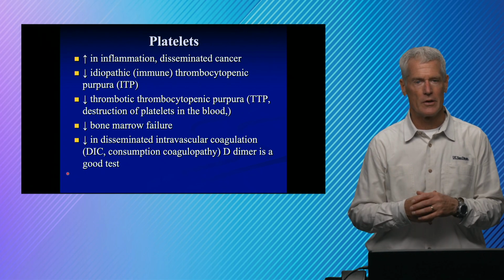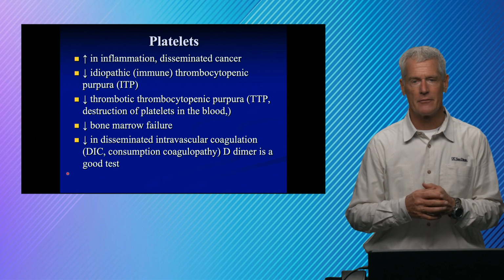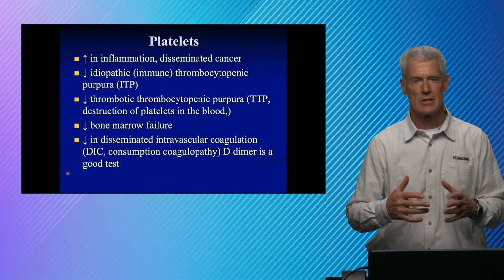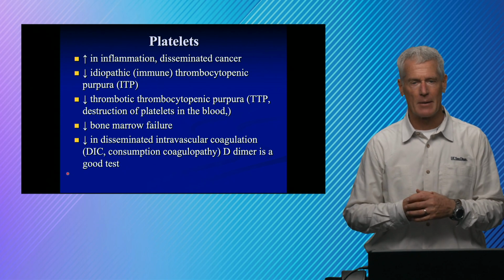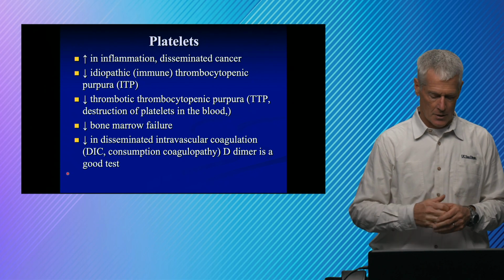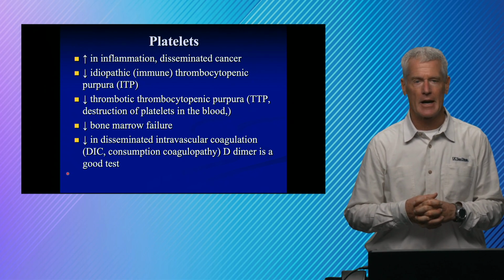One of the tests that we use here is D-dimer. It is the end product of breaking down fibrin, and so that's factor 12 activates plasminogen, which breaks down the fibrin clot into D-dimer, which can be measured in circulation. So that's a quick overview of some of the important labs in the diagnosis and monitoring of hemostasis.